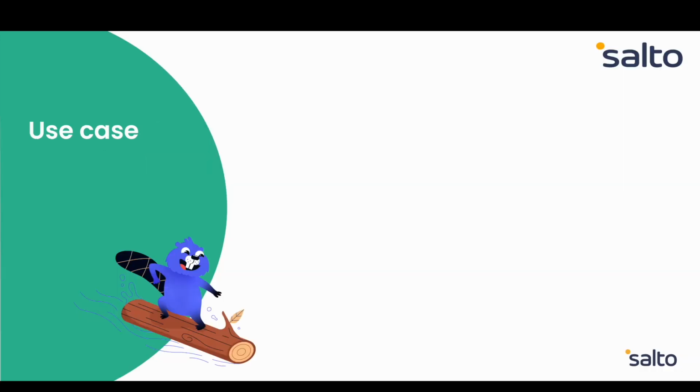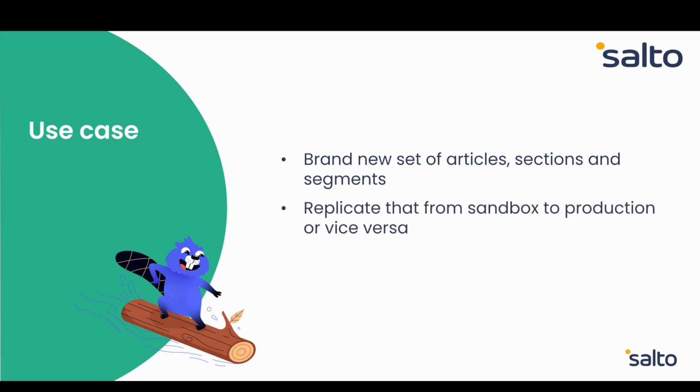In this video I'm going to show you how to replicate Zendesk guide and help center customizations using Salto. The use case here is that we created a brand new set of articles, sections, and segments in our Zendesk guide. And now we want to replicate these changes from sandbox to production, or vice versa. It could also be that you created these customizations directly in production and now you want to replicate them to the sandbox. But either way it works. And we'll see how we can do this completely automated with no manual work whatsoever.